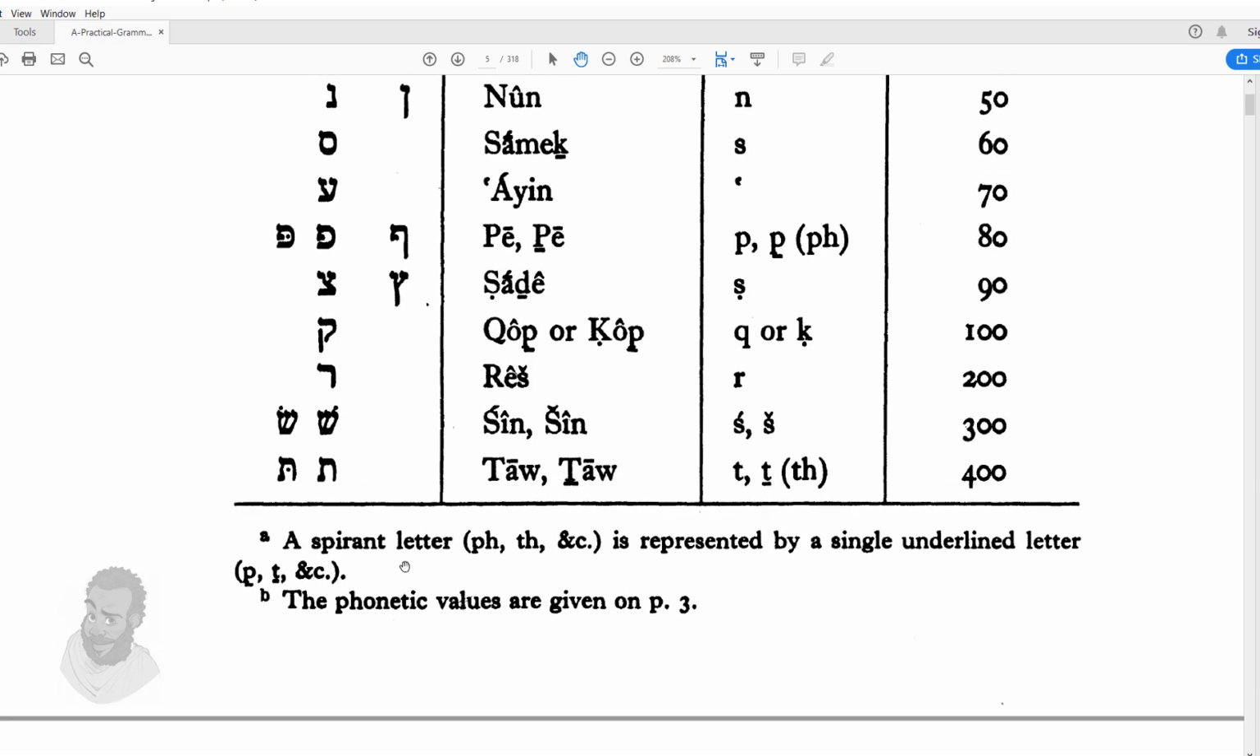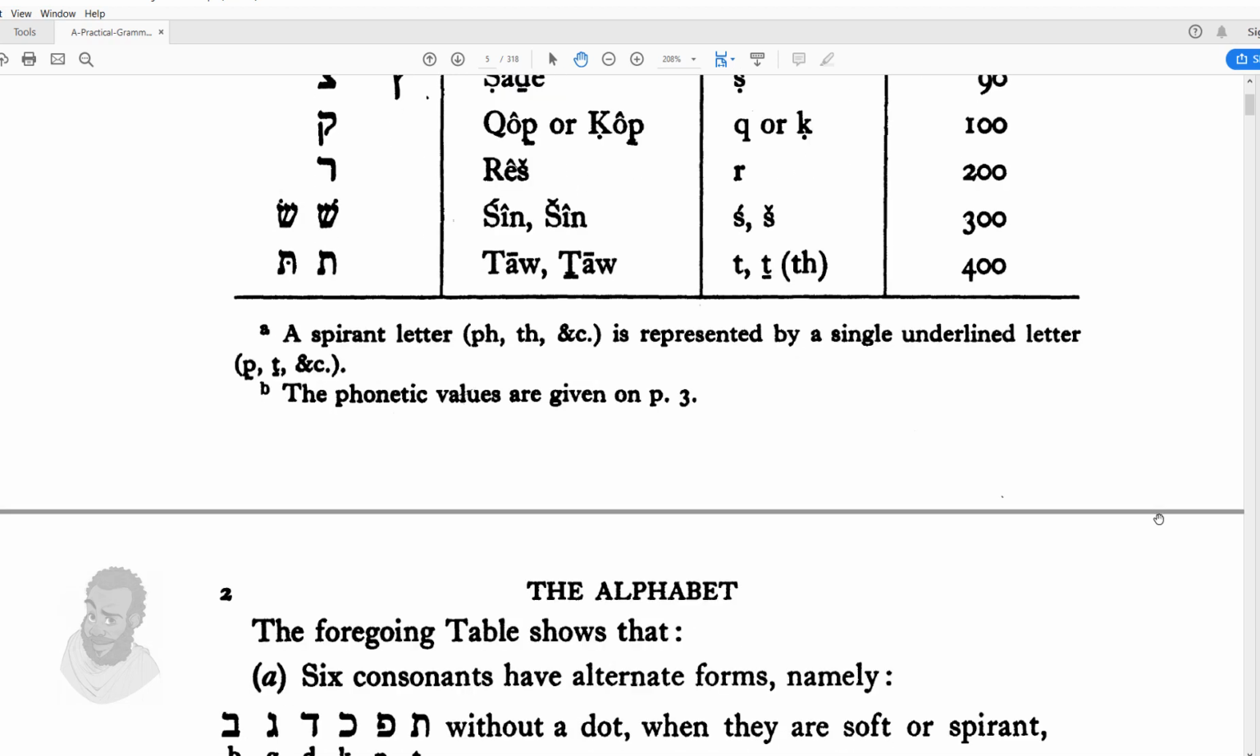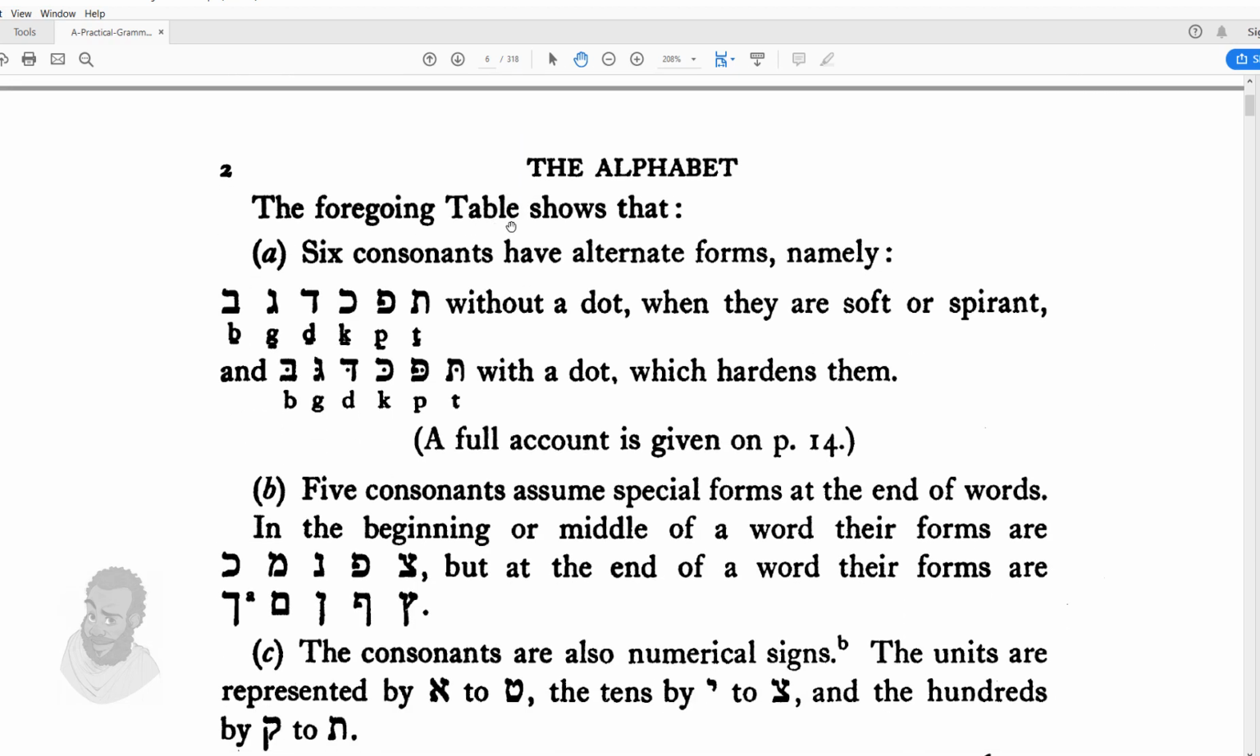Now you see here it says aspirant letter, PH, is represented by a single underlined letter. The phonetic values are given on page 3. As we see here, the foregoing table shows that 6 consonants have alternate forms, namely Beth, Gimel, Dalet, Chaf, Pe, Tau, without a dot when they are soft or spirant. I say fricative, okay? And you have Bet, Gimel, Dalet, Kaf, Pe, Tau with a dot which hardens them, which makes them plosives, okay? A full account is given on page 14.